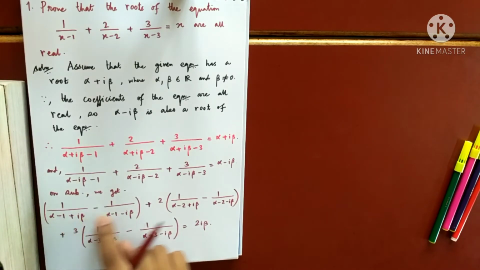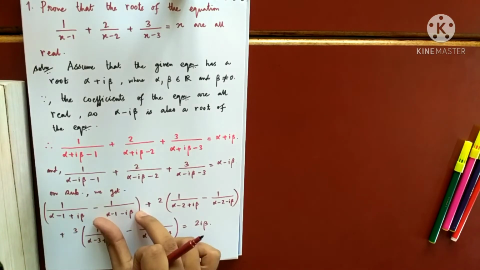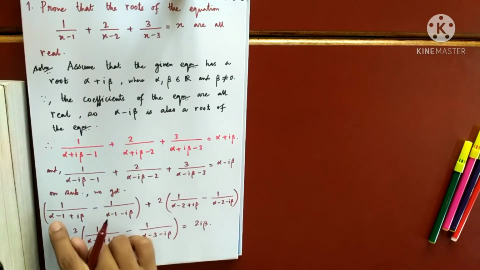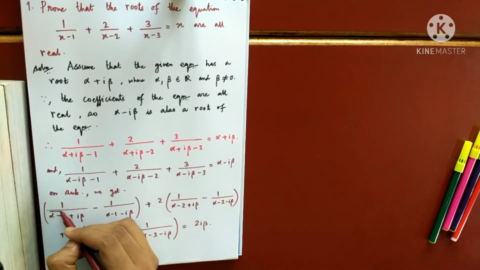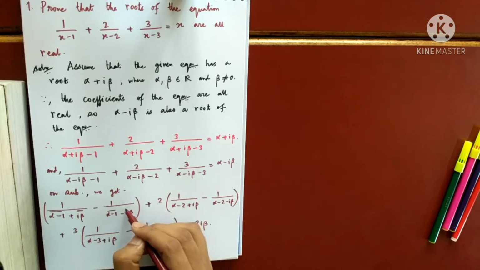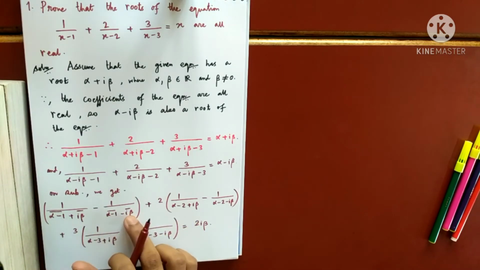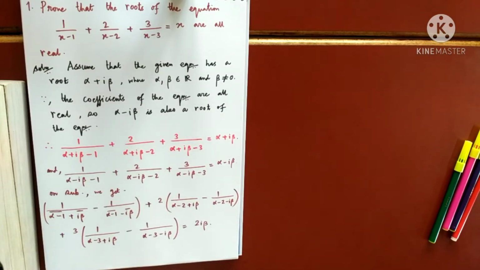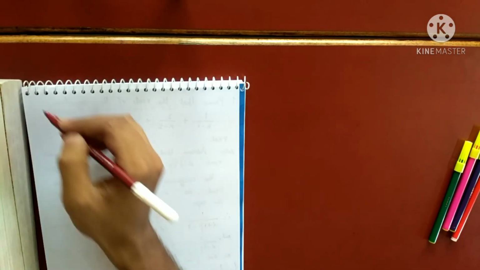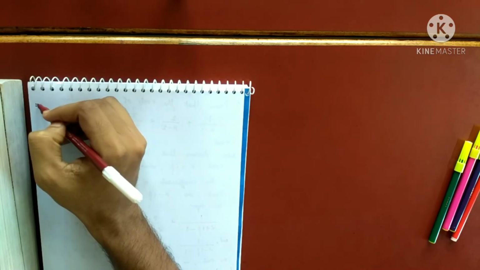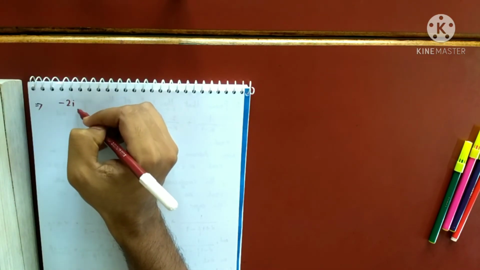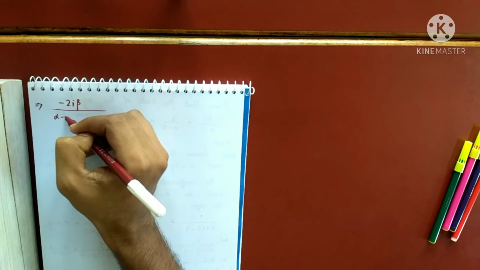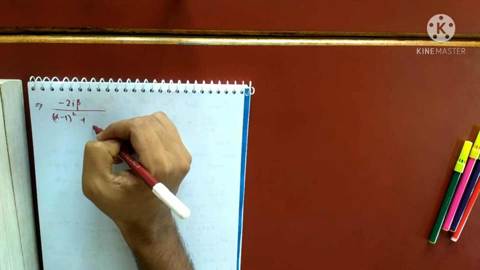And in the denominator, I will have the product of this and this. What is the product of this and this? So this is A, consider this as B. So A plus B into A minus B. So A square minus B square. I'll exactly write this thing after simplification. So after simplification, you will get something like this. So this implies minus 2i beta by alpha minus 1 whole square plus beta square.